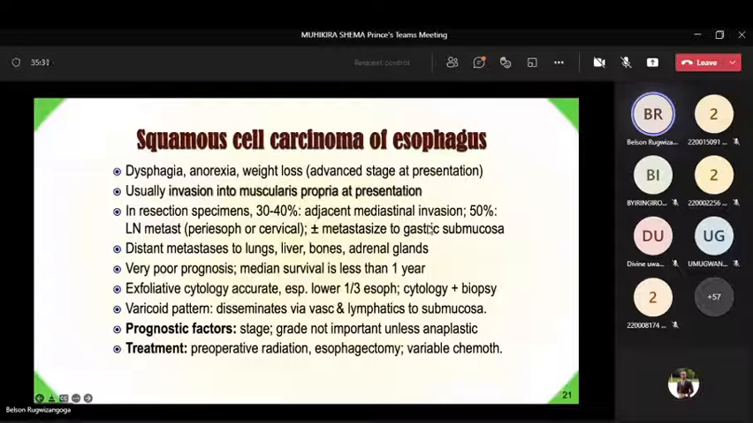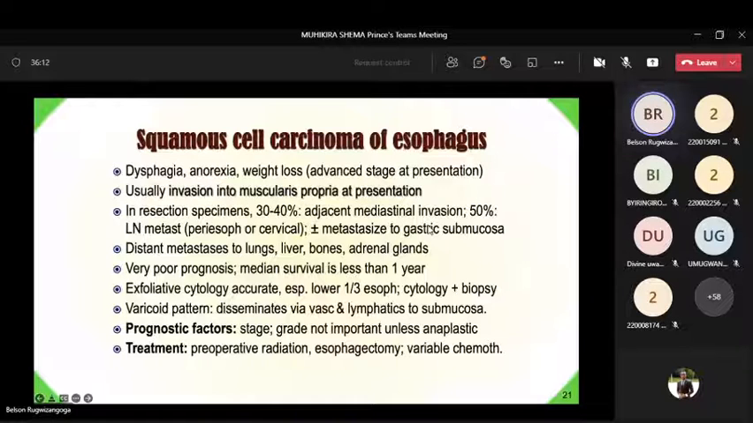The median survival is less than 1 year, meaning that some can go beyond 1 year, but for most of them it is less. Exfoliative cytology is accurate, especially in the lower third of the esophagus, and cytology and biopsy together are more helpful. Last week you learned about cytology. It means you just scratch cells from an organ and you examine them. Non-exfoliative cytology is when you use, for example, a needle to do fine needle aspiration to get cells.